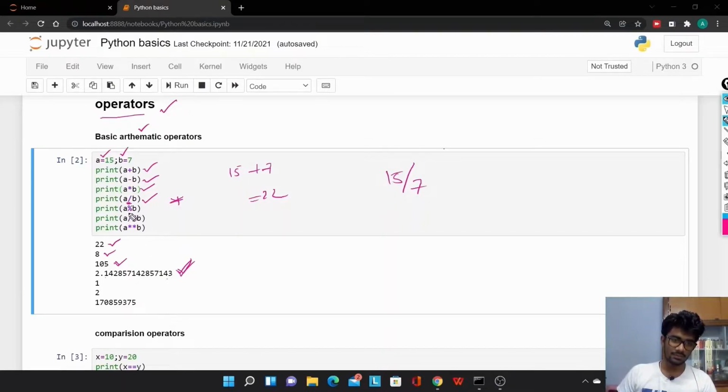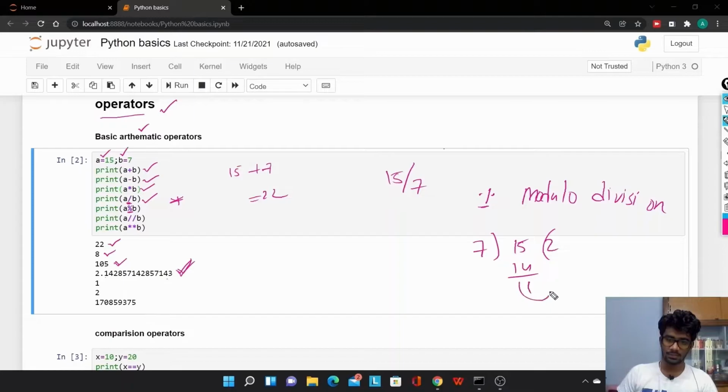And this modulo or percent symbol indicates the modulo division. What we do in the modulo division is that when you try to divide 15 by 7, you will get 2 and then 14, and then what is the remainder here? When you try to see, the remainder value is 1. So the modulo symbol is used to give the remainder when you try to divide a by b. So that's the reason we are getting 1 here. So the modulo operator is used to get the remainder when you try to divide a by b.